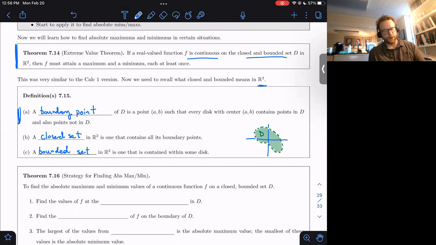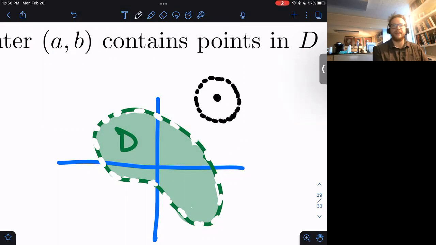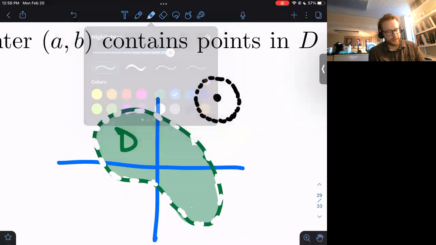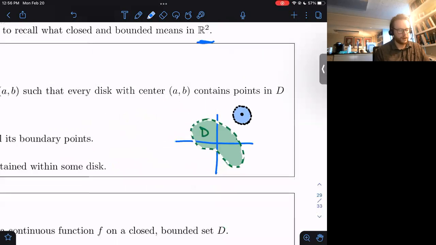So let's first take some point here. I hope we agree that this is not a boundary point of D. Notice that you can find some disk with some radius centered at that point. That's not to say every disk, just that there is at least one disk where this disk doesn't have points in it that are both in and out of D. All of these points are out of D.